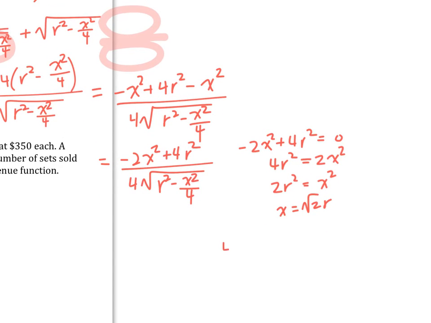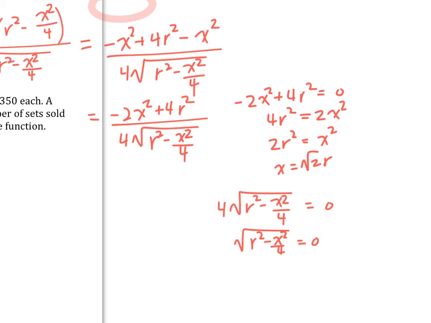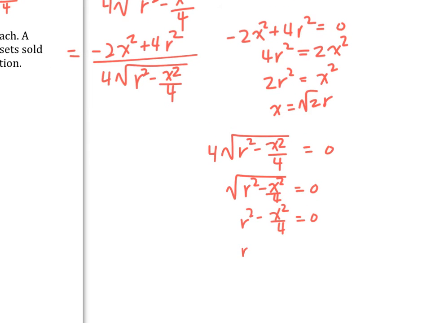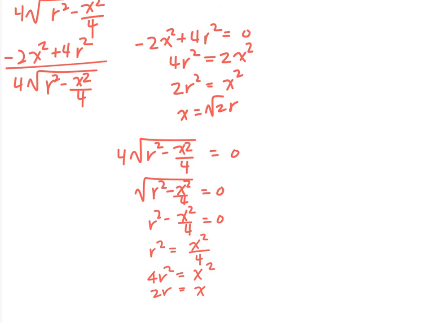In the denominator, 4 root r squared minus x squared over 4 is equal to 0. So divide by 4. R squared minus x squared over 4 equals 0. Square both sides. R squared minus x squared over 4 equals 0. Add that on both sides. R squared equals x squared over 4. Multiply by 4. 4r squared equals x squared. Square root 2r equals x. Okay, sign chart.